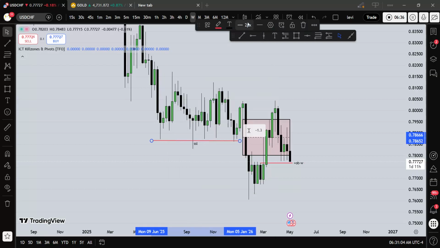Let's make it bolder. Sell side liquidity run here. We come back up. Put a week on this candle.